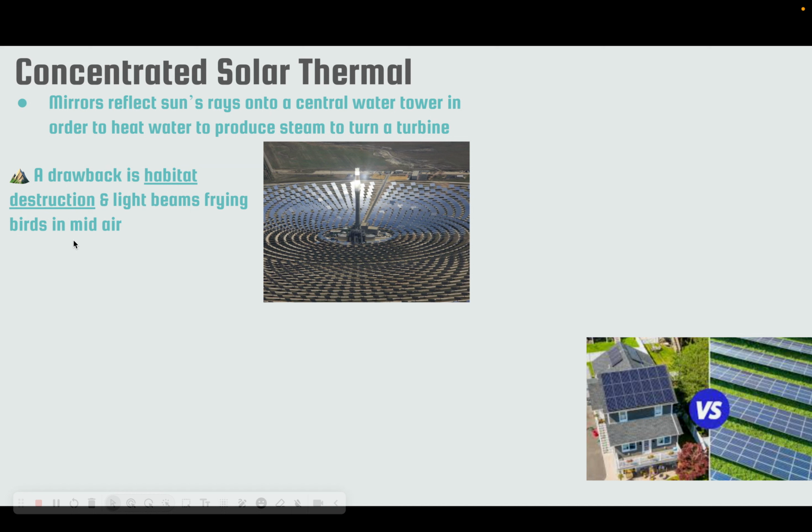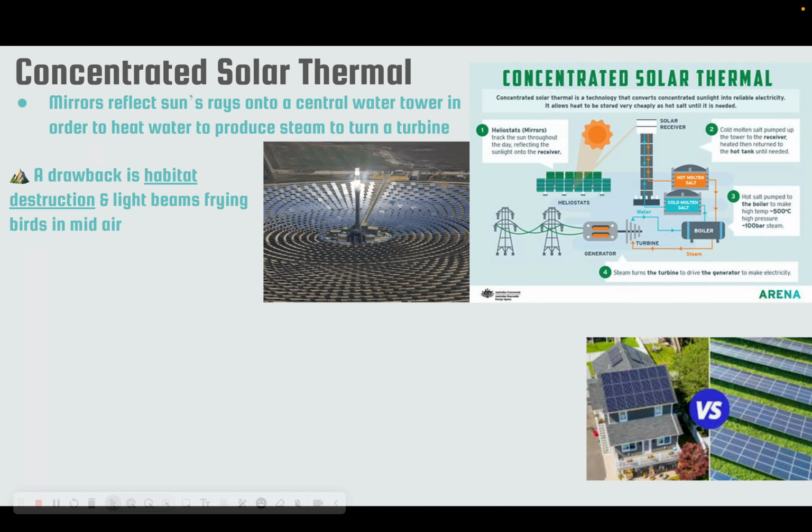But a drawback is that it destroys a lot of habitat, as you can see by looking at the picture of this solar farm. And those light rays become very intense, which actually fries the wildlife in midair. There have been a lot of dead birds and insects found at these farms, because it takes them outside of their range of survivability, essentially, and creates a lot of physiological stress that kind of kills them on the spot. So that's not a good thing.